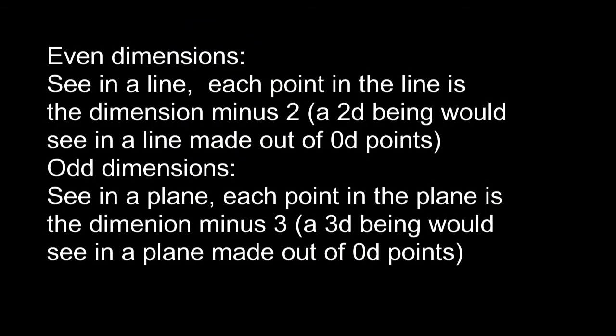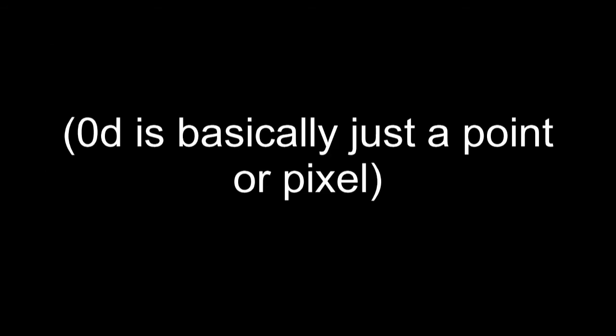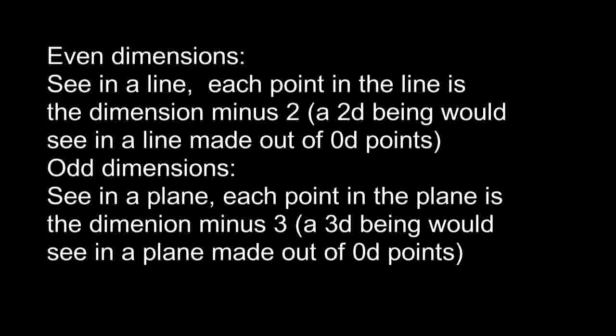This is because there is a pattern between the dimensions. All even dimensions see in a line, with each point in the line being the dimension minus 2. For example, a two-dimensional being would see a line with points that are zero-dimensional, and all odd dimensions would see in a plane, with each point of the plane being the dimension minus 3. For example, each point of our field of view is zero-dimensional.